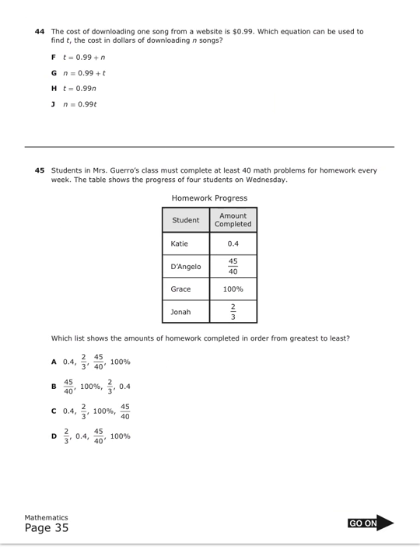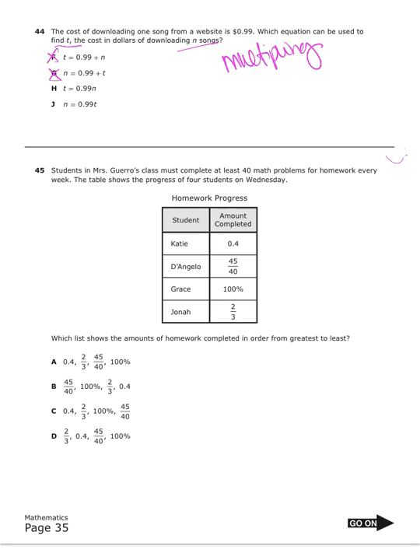Okay, that one's easy. The cost of downloading one song from a website is 99 cents. Which equation can be used to find T, the cost in dollars for downloading n songs? Okay, if you're downloading songs and you're spending money, if one song costs 99 cents, the second song costs 99 cents, the third song costs 99 cents, so you're definitely going to be multiplying. Okay. All right, so that's adding.